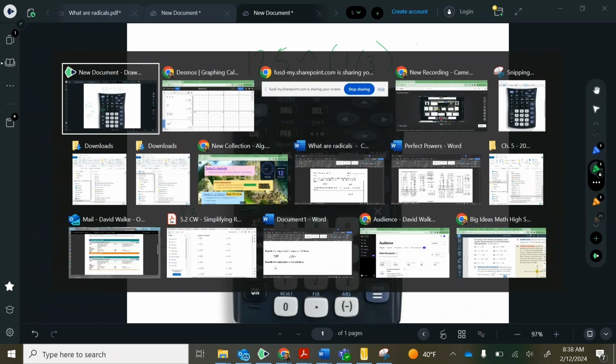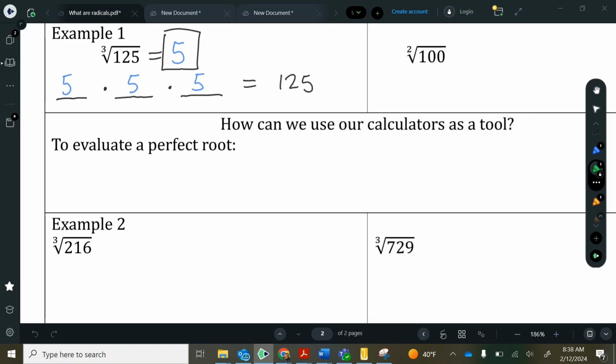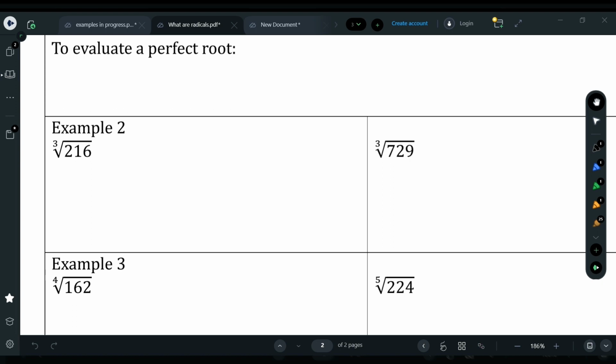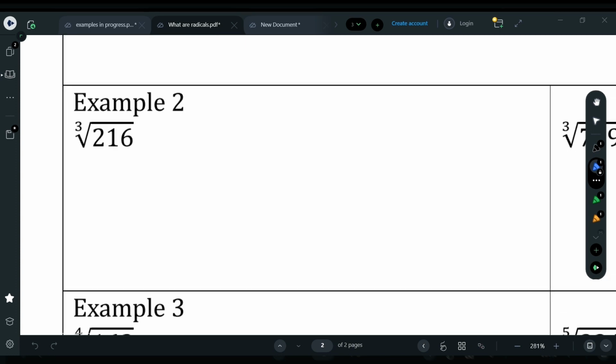And then let's see. Oh, let's go here. Okay, so let's go ahead and take a look. All right, example 2 here. The cube root of 216, and we want to see what this is equal to here.